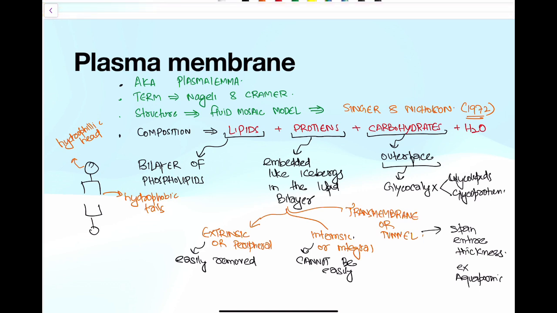Now an important thing, some extra questions. Stability of the membrane. What gives stability to the membrane? This is an important question you can be asked. It is given by cholesterol. So cholesterol is responsible for stability of the membrane. Cholesterol molecules are rigid and are present between the lipids and proteins, and they stabilize the membrane.